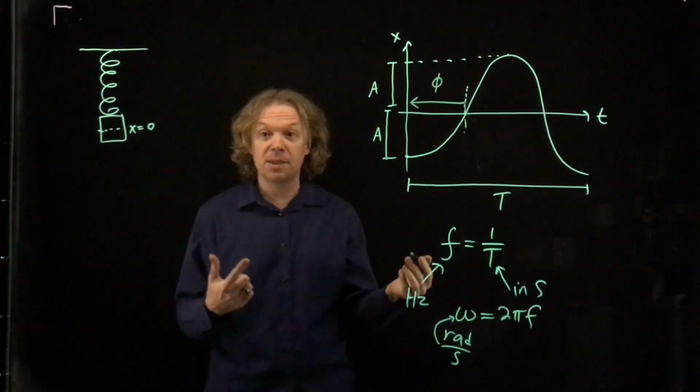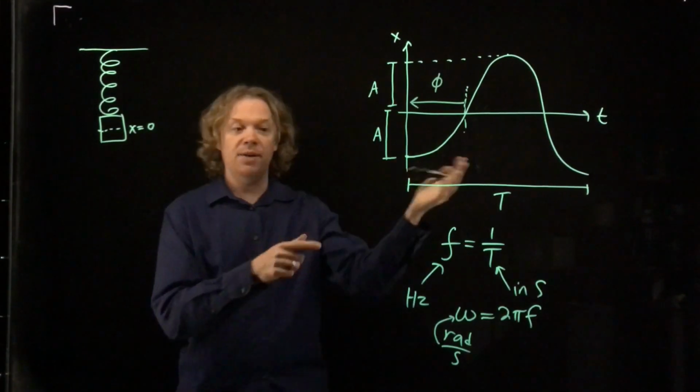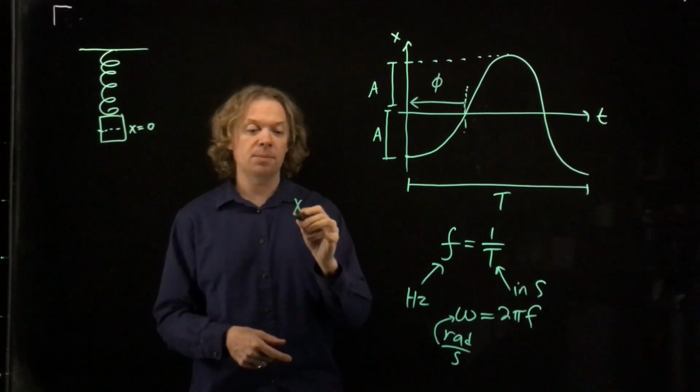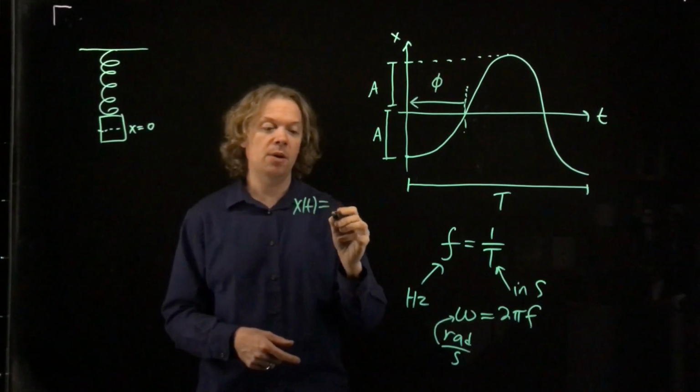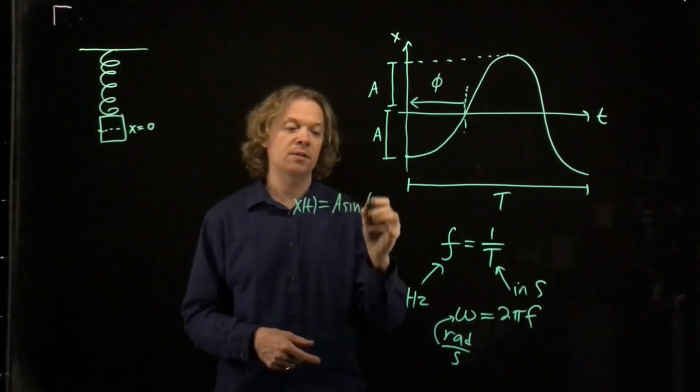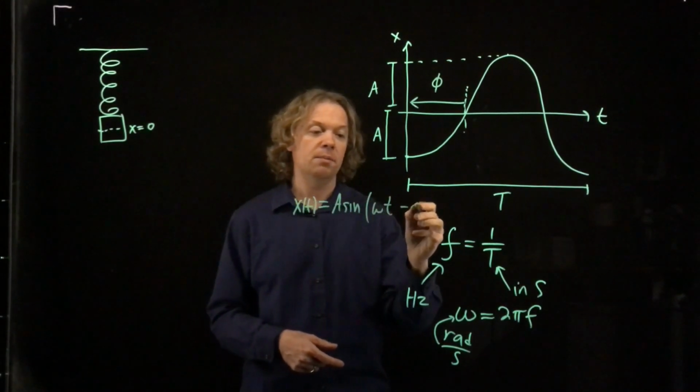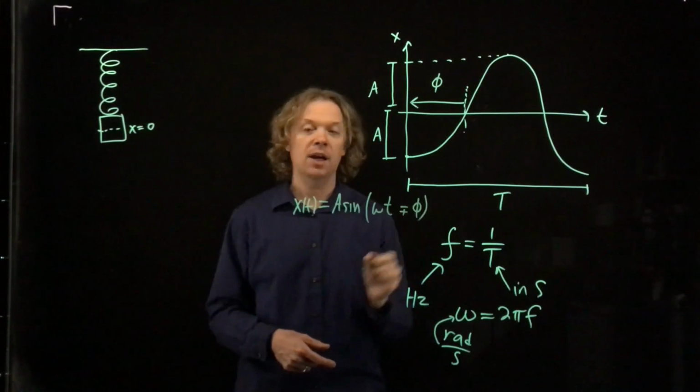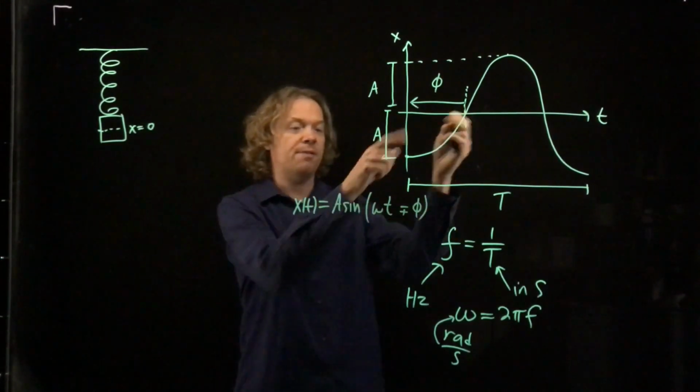So I'm just guessing at the moment, but I think that if I wrote down an equation for this, it would probably look something like the following. Probably be A sine of omega t minus phi. And it could be plus phi. I'm not thinking very carefully, but where that phi is that value.